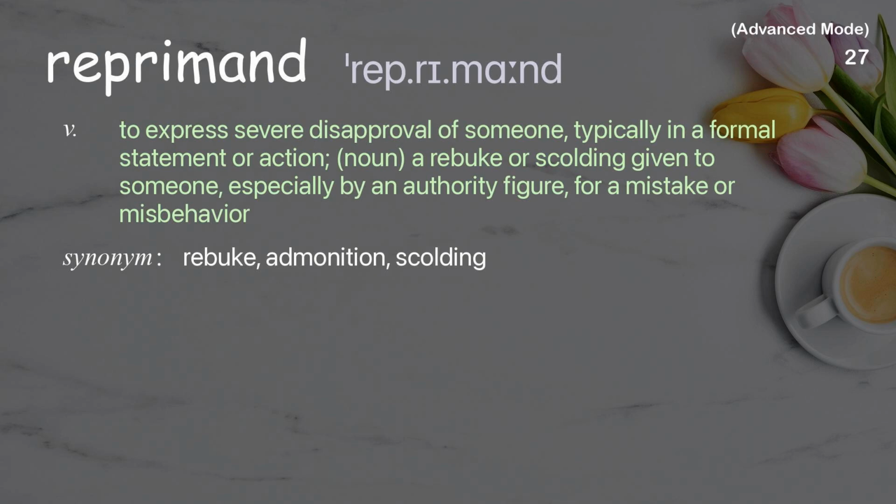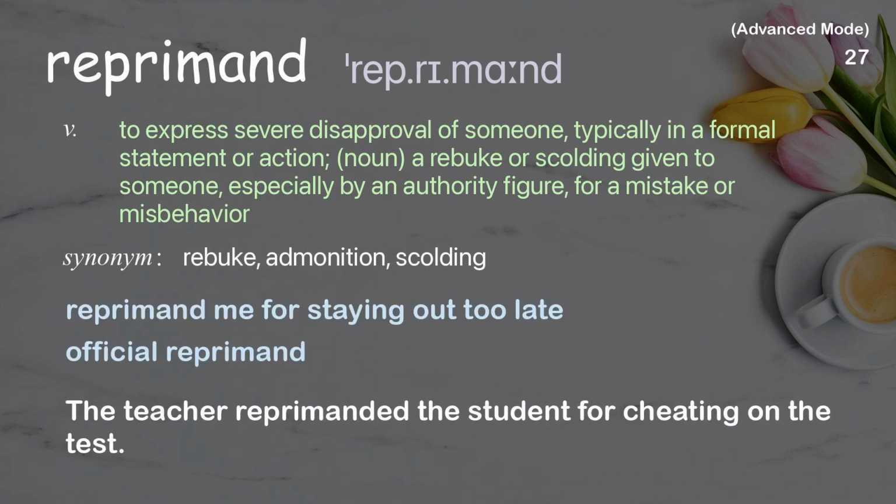Reprimand. To express severe disapproval of someone, typically in a formal statement or action. Noun, a rebuke or scolding given to someone, especially by an authority figure, for a mistake or misbehavior. Examples: Reprimand me for staying out too late. Official reprimand. The teacher reprimanded the student for cheating on the test.